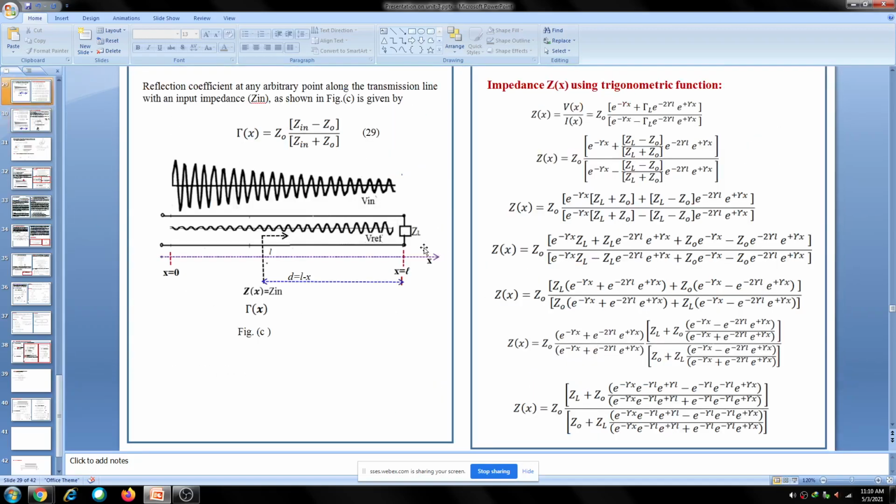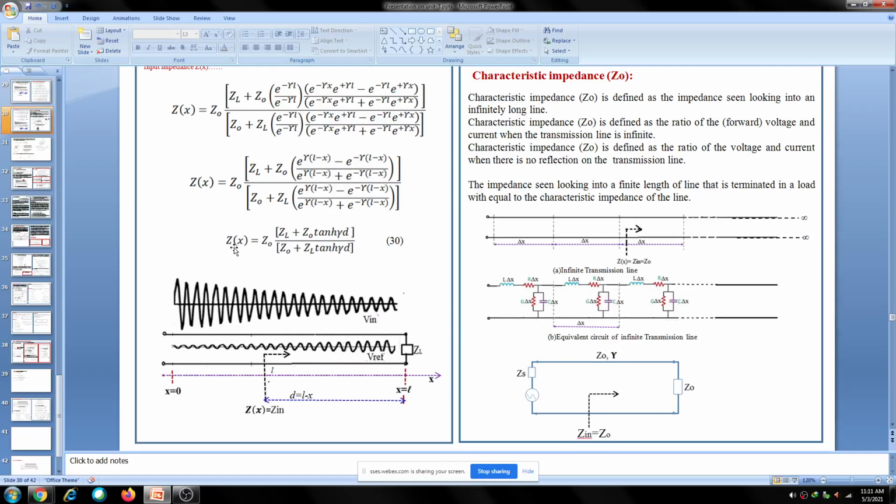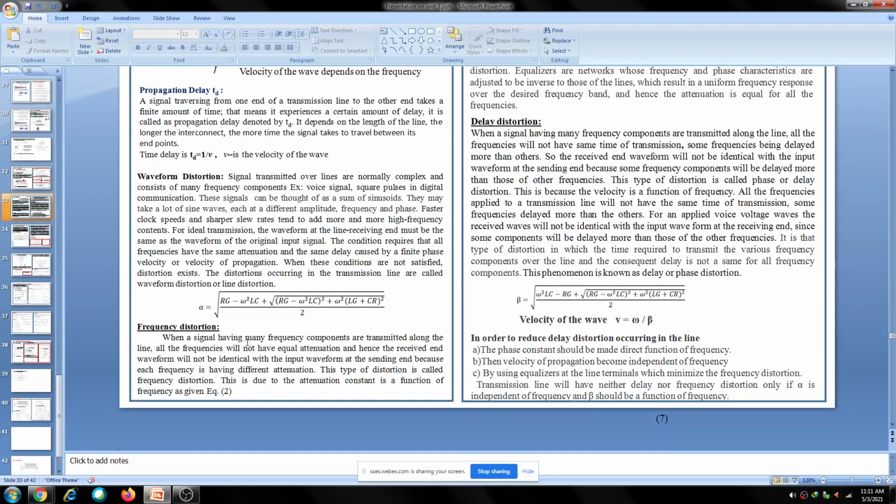So we will see, if the load ZL is connected here, what is the input impedance. That is given by this equation. It is a function of distance, Z of x, the input impedance. The load may be any value. If the load is equal to 0 or infinity, what is the input impedance looking in this direction? That is called open and short circuited transmission lines. So we will see that here.